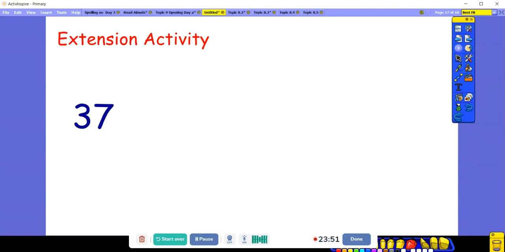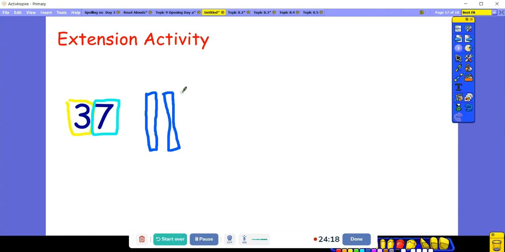So if I wanted to take the number 37, I could say there are 3 tens and 7 ones, or I can draw it out and show 10, 20, 30, 31, 32, 33, 34, 35, 36, 37. So see what numbers you're able to do.